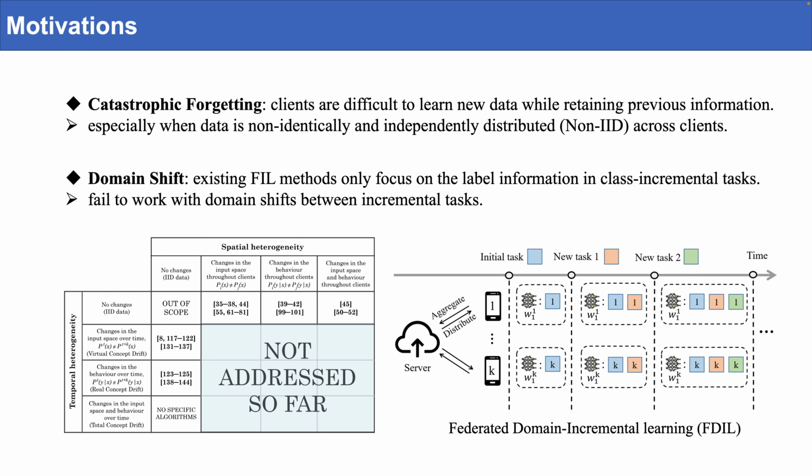This issue is exacerbated when the data is not identically and independently distributed across devices. On the other hand, current federated incremental learning methods just focus on the class incremental tasks. The label information is employed to transfer knowledge between different tasks. However, these methods will fail to work with domain shifts between incremental tasks when the classes remain consistent. As shown in the left figure below, most existing works focus on either temporal heterogeneity or spatial heterogeneity, respectively, and just a few research address the combination of 2 issues together by federated domain incremental learning.